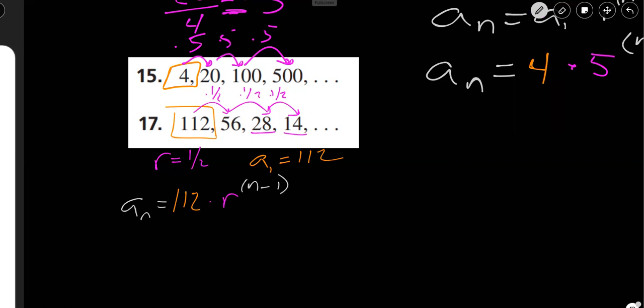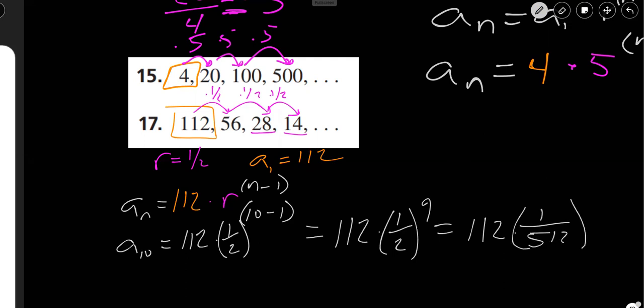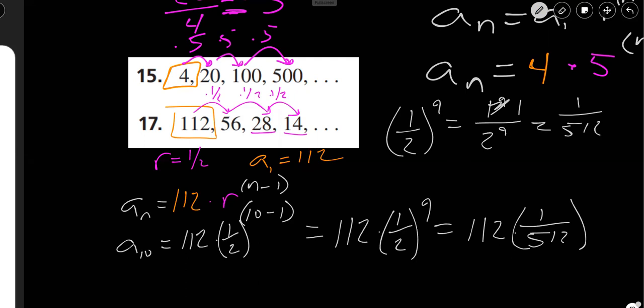And then from there, if I want to find a10, for instance, it's just going to be 112 times 1/2 to the 10 minus 1 power. That's going to equal 112 times 1/2 to the 9th power, which is going to be 112 times 1/512. If you're wondering how I got that, it's just 1/2 to the 9th, which is the same as 1 to the 9th over 2 to the 9th. 1 to the 9th is just 1, and then 2 to the 9th is 512.